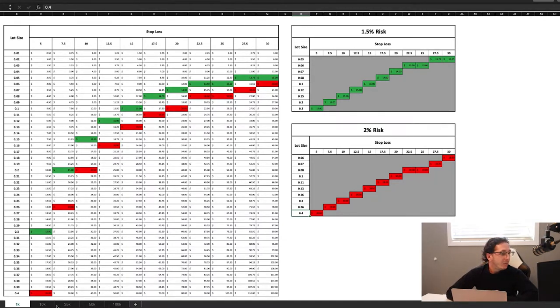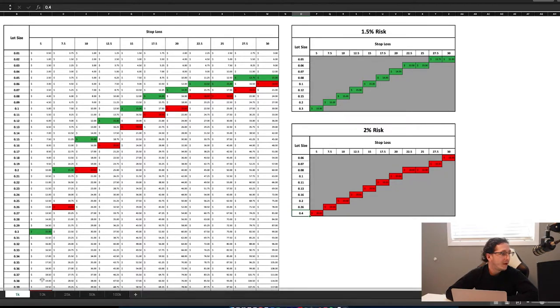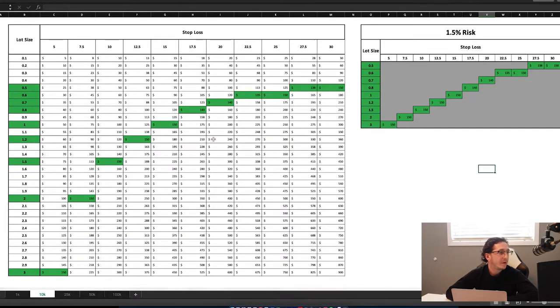But now, let's jump it up. Let's go to a $10,000 account. Right? So now we could actually, if we were scalping, trade a 3 lot trade with a 5 pip stop loss, right? Risking still 1.5% on that trade.